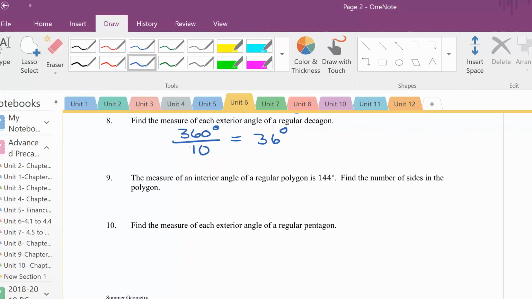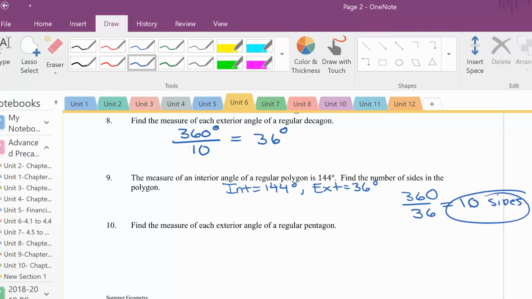The measure of an interior angle of a regular polygon is 144. Find the number of sides. Well, if the interior angle is 144, the exterior angle is 36. So if you go 360 divided by 36, that means there's 10 sides.